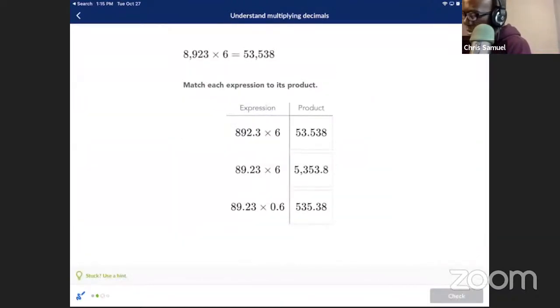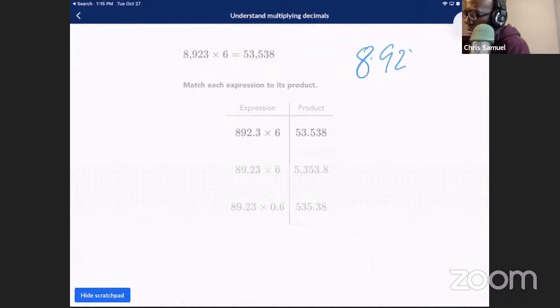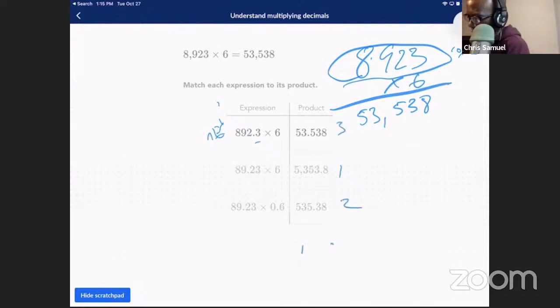Here's the next one. All right, so here's 8,923, and you times it by 6, and we know we get 53,538. So that's a pretty big number for a digit that's pretty close to 10,000. It's approaching 10,000. So now we know that the second smallest number would be this, and this is the largest number. This is the second largest number. This is the third largest number. So 1, 2, 3. Large, small.